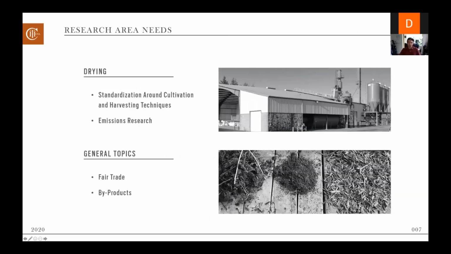What are some of the key research needs in this sector? Yeah, so starting with drying, one of the key needs that we have, and this has been in the works for some time, is really standardization around the cultivation and harvesting techniques.